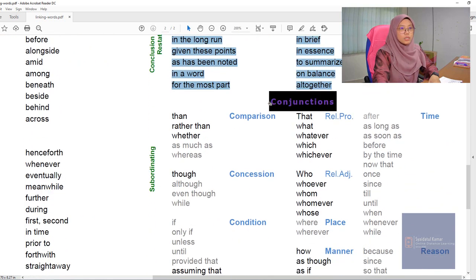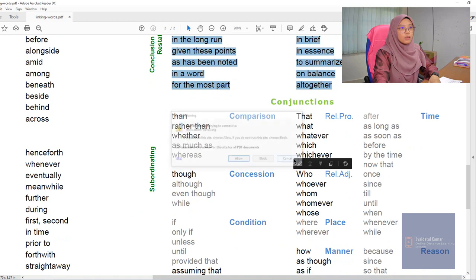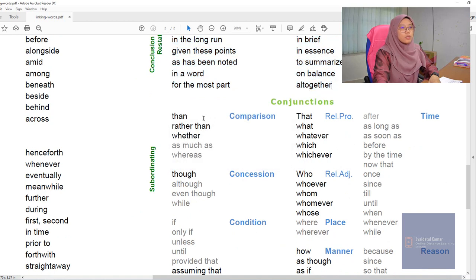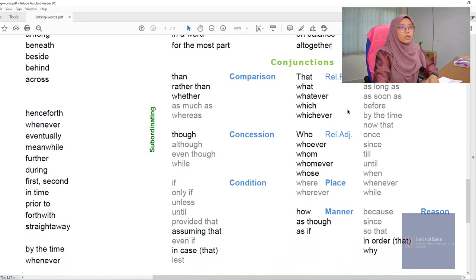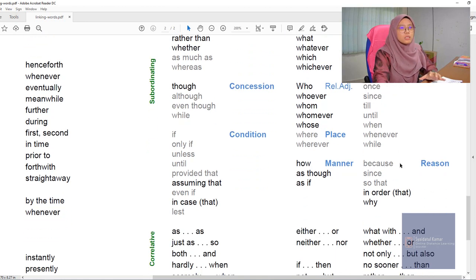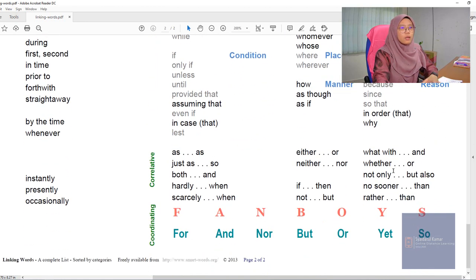Or you can also use conjunctions. So these are some of the conjunctions that are available for you to use. You have to study each and every one of them, and then go and do your own reading and also practice exercises. It's available out there. Here is the acronym for conjunctions: FANBOYS: for, and, nor, but, or, yet, so.